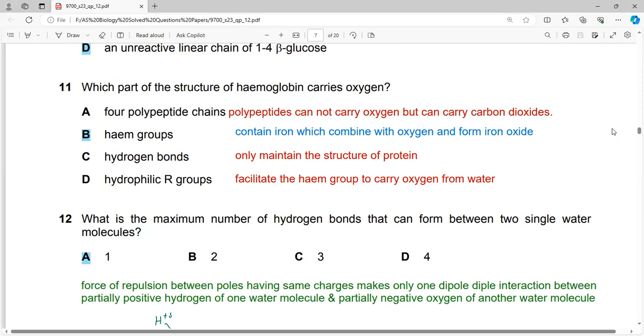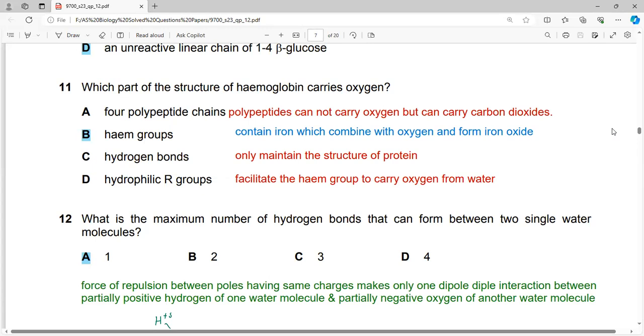Which part of the structure of hemoglobin carries oxygen? If you see, hemoglobin consists of 4 polypeptide chains with heme groups. These 4 polypeptide chains cannot carry oxygen, but they can carry carbon dioxide. While the heme group contains iron atoms, and this iron in the ionic state combines with oxygen, and this can carry the oxygen. So that's why the heme group can easily carry oxygen. So B is our correct option.